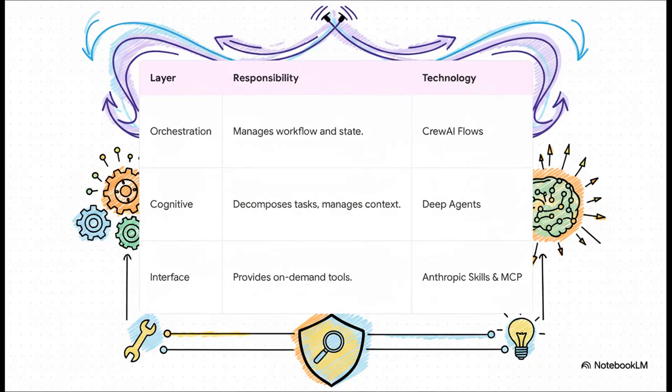This separation is the foundation for everything that follows. So here are the three layers that make it all happen. Up top, you've got CrewAI Flows, acting as the conductor, managing the overall workflow. In the middle, you have deep agents doing the heavy cognitive lifting. And then at the bottom, there's the interface layer, which uses Anthropic skills and its Model Context Protocol, or MCP, to give the agent tools in the smartest way possible.